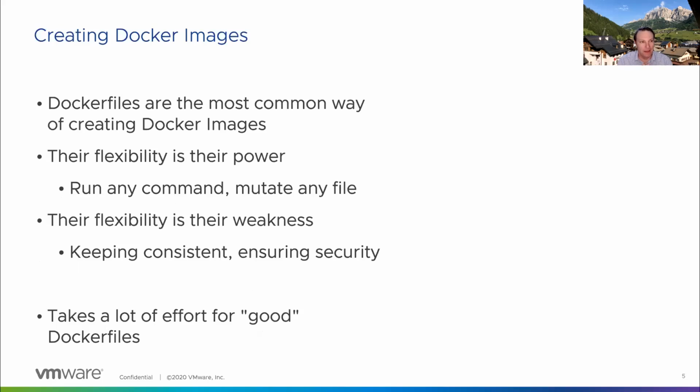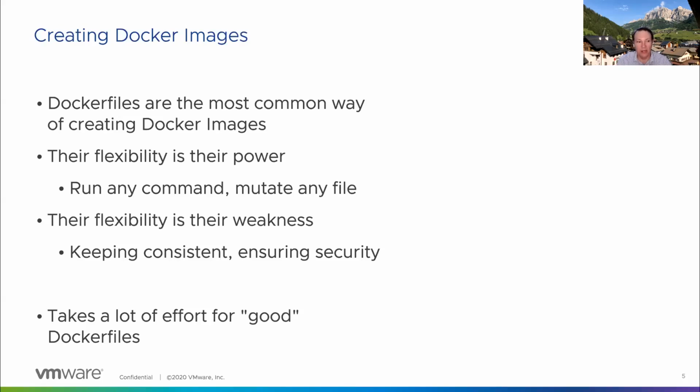So when it comes to building Docker images, today, the most common way to build a Docker image is to use a Dockerfile to do it. And Dockerfiles have a lot going for them. Their flexibility is absolutely their power. You can run any command, you can mutate any file, basically anything you want to do to handle those three things that were described before, right? The operating system file system, the application file system and the command that's going to run is available to you with a Dockerfile.